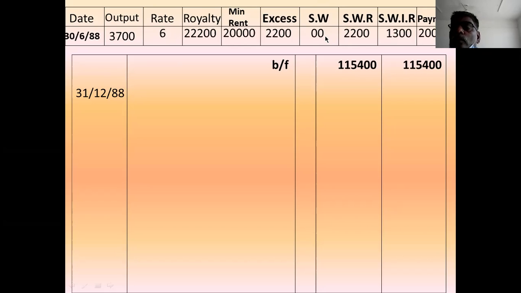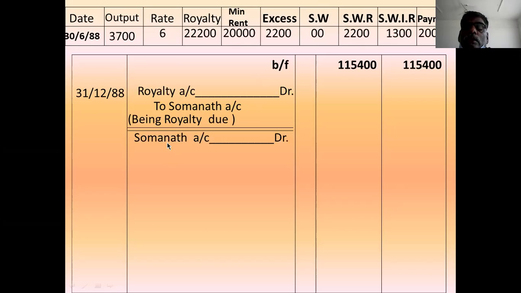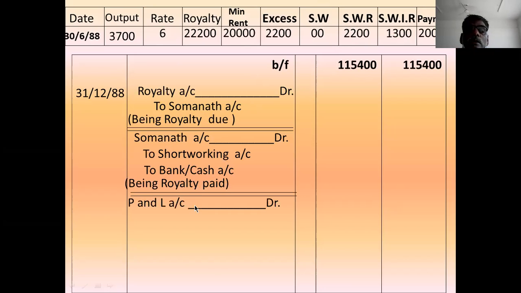First entry, no short working. On the basis of these three amounts, you have to join the short working. You see here, royalty account debtor to Somnath account. Here no short working because amount is 0. Being royalty due. Next, Somnath account debtor to royalty short working to bank account. I joined the short working account because here amount is 2,200. Being royalty paid. Third entry, P&L account debtor, to short working, to royalty. You see here, to short working, SWIR.